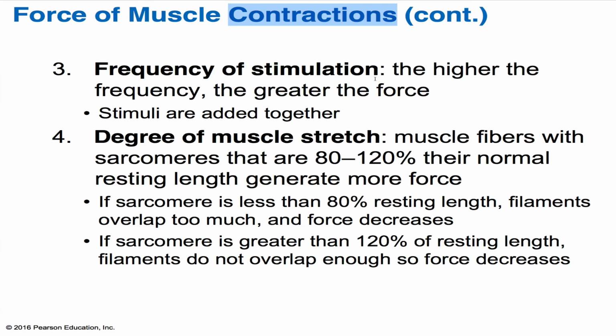Number three is the frequency of stimulation. So when a muscle is stimulated rapidly, the contractions are summed and they end up becoming stronger and more vigorous. Ultimately, they end up producing tetanus.